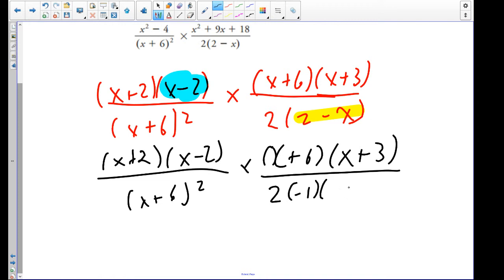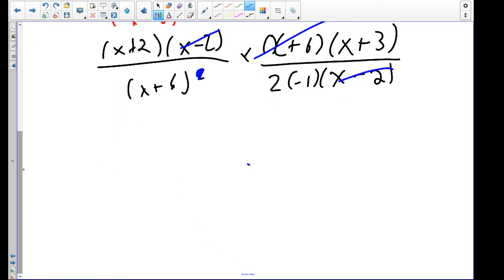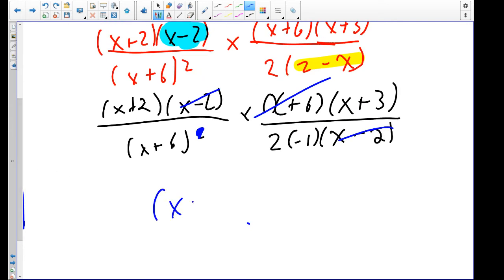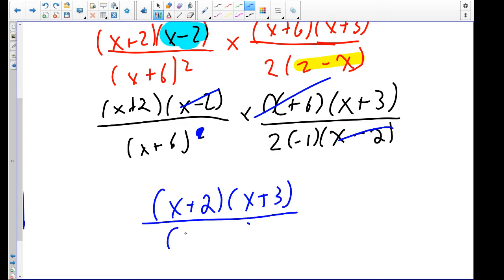So I factor minus 1 out. What I'll be left with, I'm going to do with the x first. So minus 1 times what will give me minus x? x. Very good, class. Minus 1 times what will give me positive 2? Well, it'll be minus 2. So notice now that the factors are the same. Again, we can cancel any factors that are the same. So we got an x minus 2 and an x plus 6 that cancel. So I can just take off the 2. So then our resulting rational function will be x plus 2 times x plus 3 over x plus 6 times minus 2.